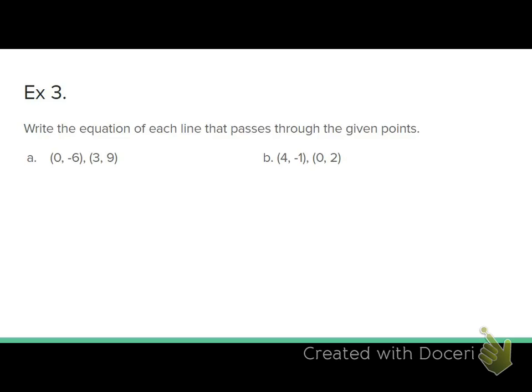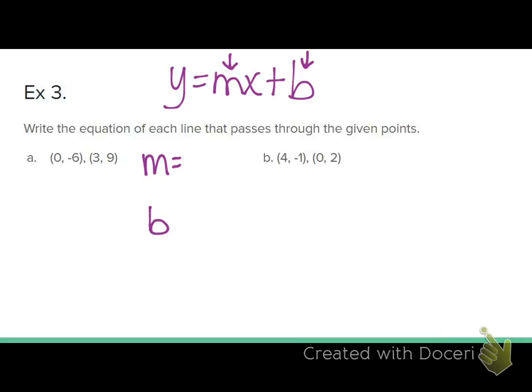On we go. Now these ones, they don't give us a graph, so we cannot count our rise and our run. We could graph it ourselves and then count it, but we know an even easier way, which is to use our formula. So once again, the goal here is always to write y equals mx plus b, but to replace the m and the b. So in order to do this problem, I need to know what m equals and what b equals. That's my goal.